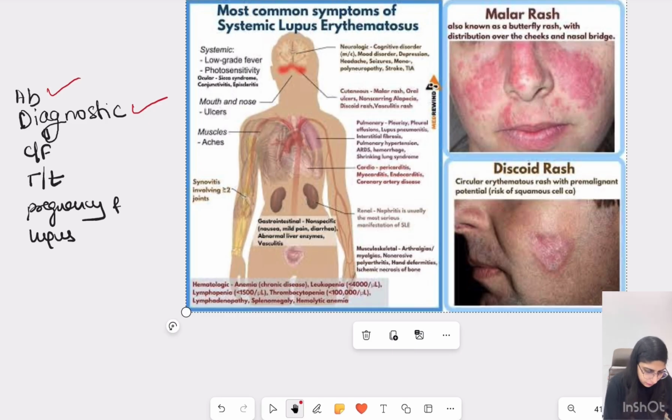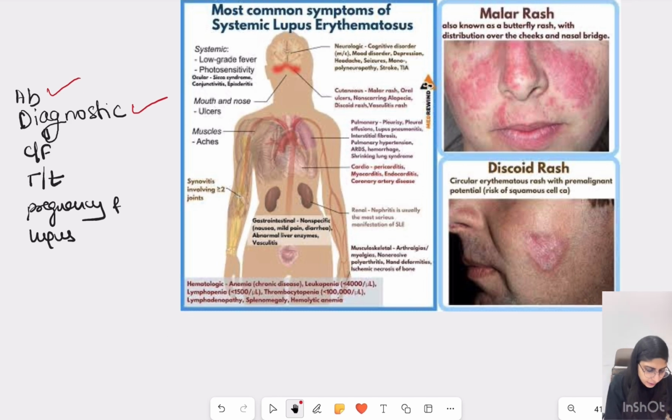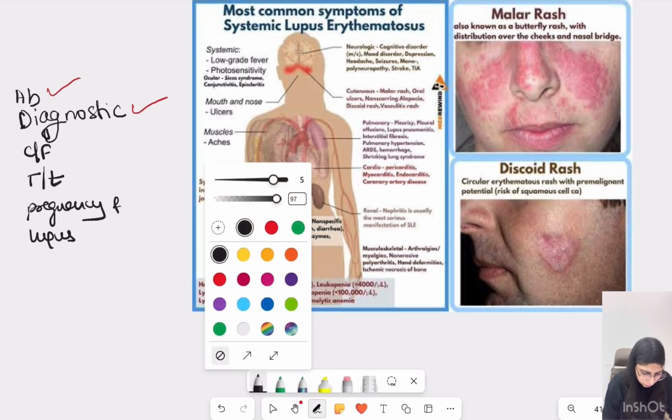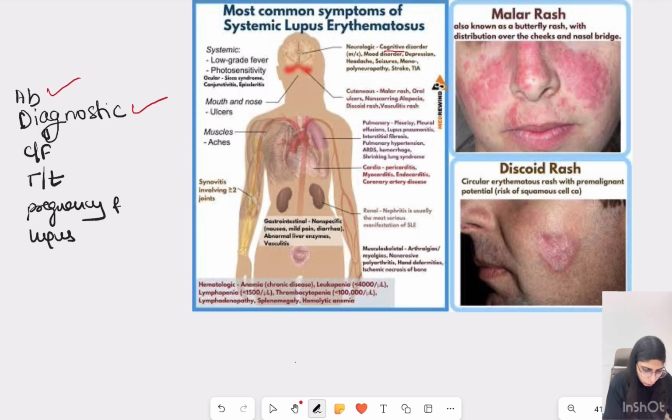Now, if we talk about SLE, we start with the neurologic features. If we start from head to toe, we have the brain. In neurologic features, we have cognitive disorders, dementia, depression, seizures, stroke, and TIAs. So SLE is also one of the causes of young stroke or TIAs. Coming down to mouth and nose, again, ulcers, low-grade fever. Ocular, in eyes, there can be sicca syndrome, that is dryness of eyes. There can be episcleritis, there can be scleritis.